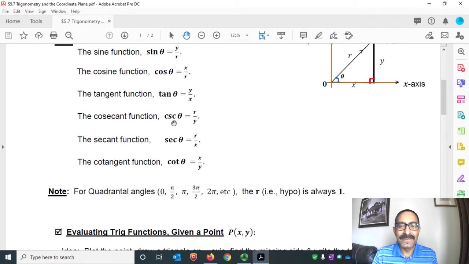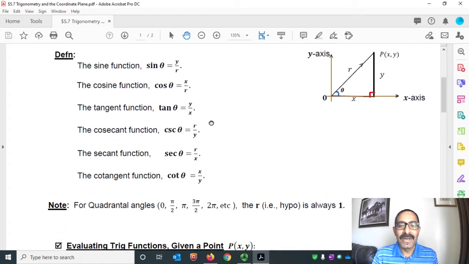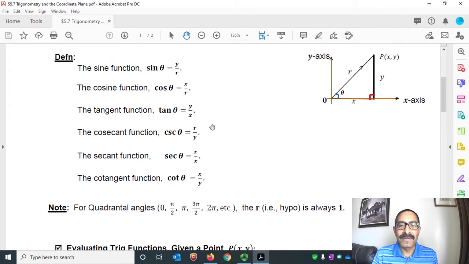Similarly, the cosecant function is the reciprocal of the sine function. The secant function is the reciprocal of the cosine function. And the cotangent function is the reciprocal of the tangent function. So now we have defined our 6 trigonometric functions using coordinate planes. I hope this makes sense to you all.